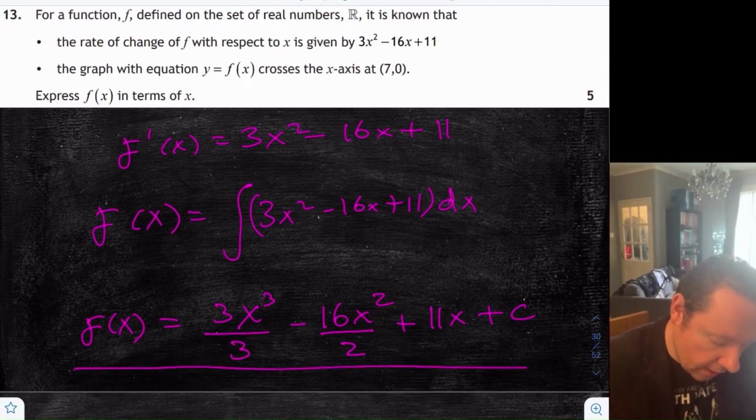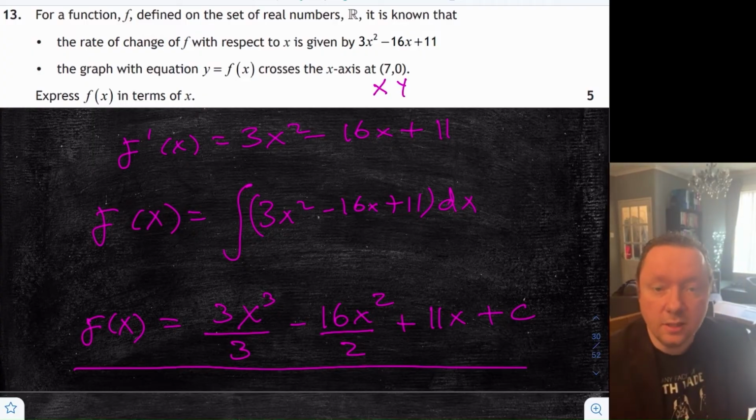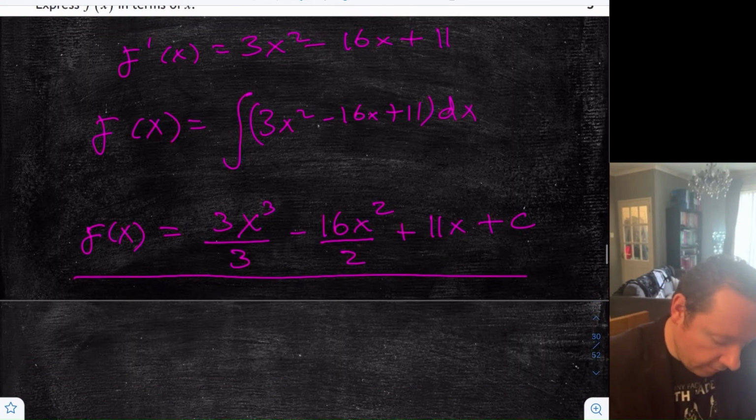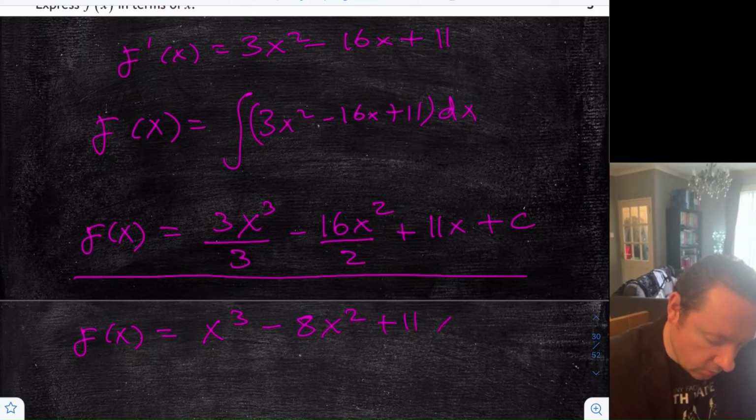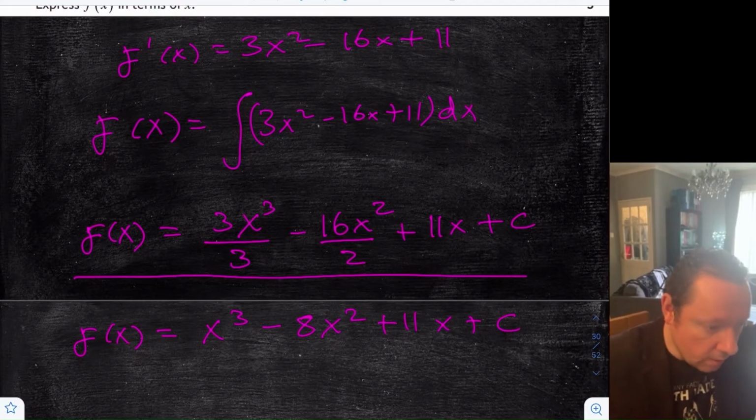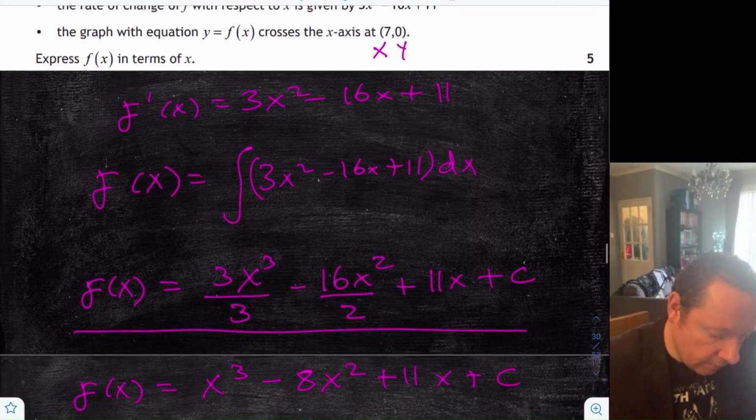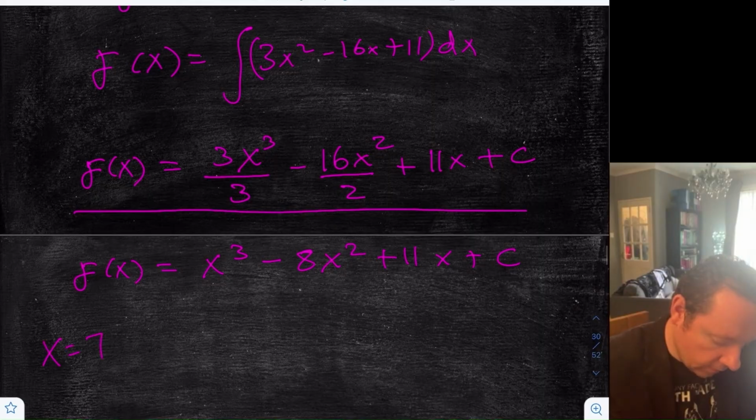So there's our initial step. We can simplify that in a moment. But it tells us that the graph of y equals f of x crosses the x-axis at 7, 0. Well, 7 is x and 0 is y. So we can substitute 0 and 7 into our equation. So we've got f of x, tidying it up, equals x cubed minus 16 over 2 is 8x squared plus 11x plus c. So when x is 7, y is 0. When x equals 7, y, which equals f of x, equals 0.